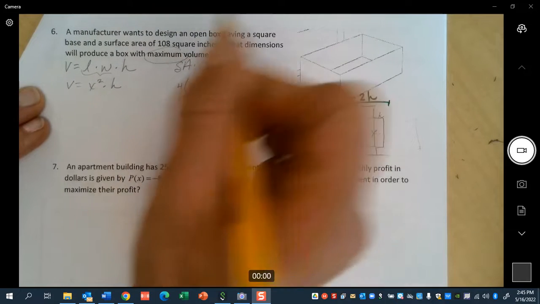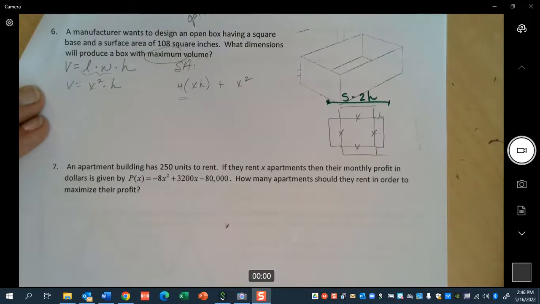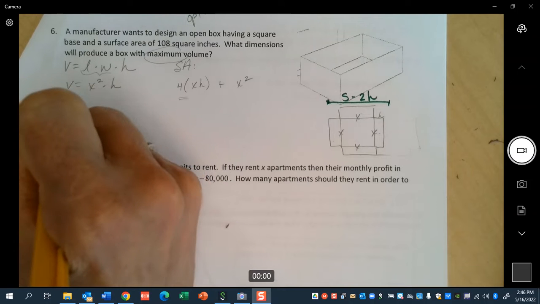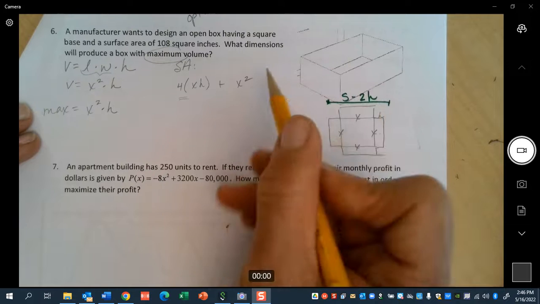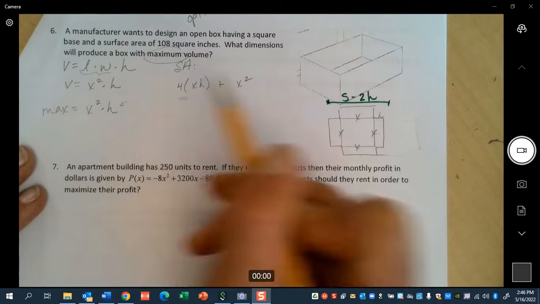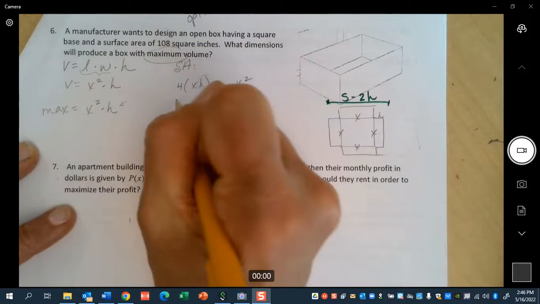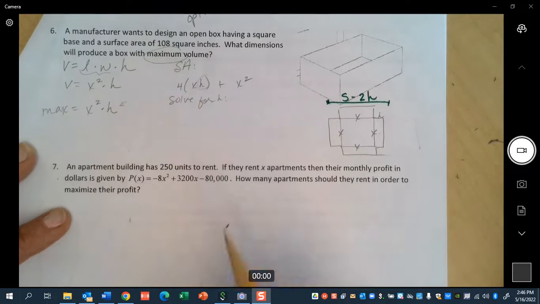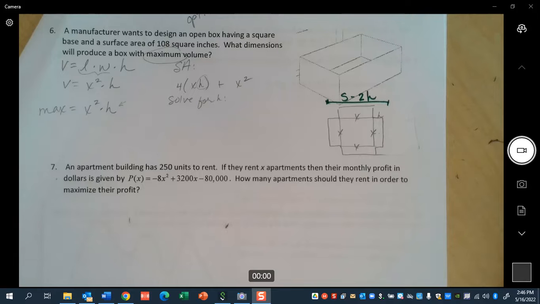It's talking about maximization, so this is an optimization problem. If I want to maximize my volume, I want my max x squared times h. So I'm going to go ahead and plug in for h. I'm going to have to solve for h and plug it in and make it all in terms of x's.